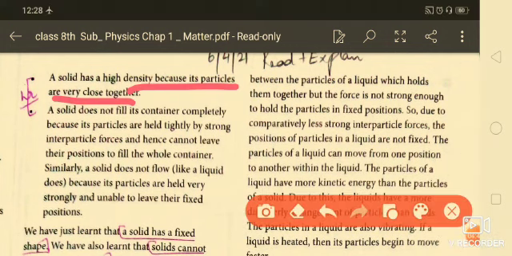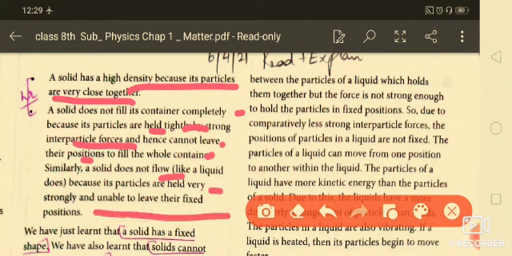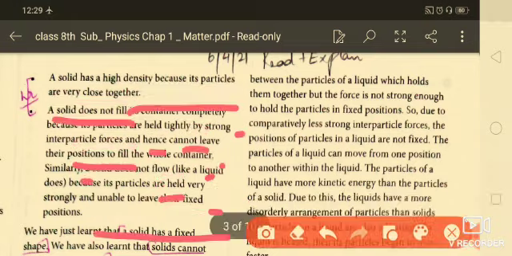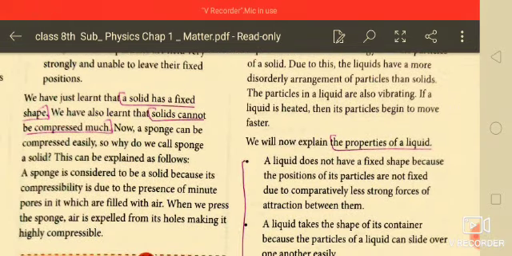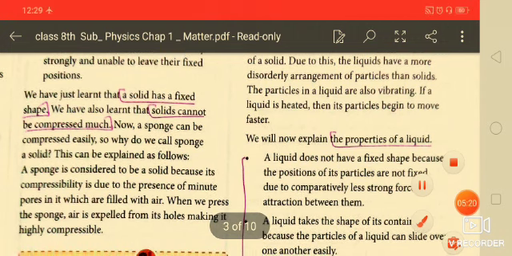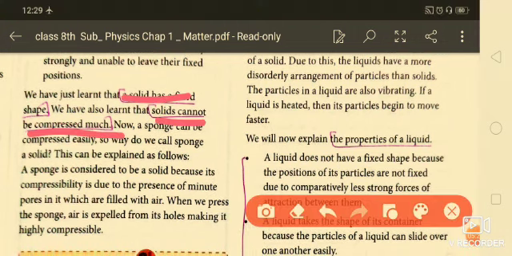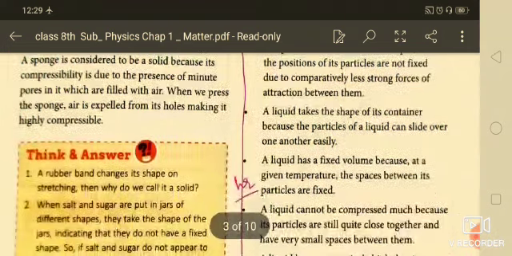So these reasons are very important for you. A solid does not fill its container completely because its particles are held tightly together by a strong interparticle force and hence cannot leave their positions to fill the whole container. Similarly, a solid does not flow like liquids and gases because its particles are held very strongly and are unable to leave their fixed positions. This is about solids, and a solid has a fixed shape. It is very important, and a solid cannot be compressed much because it is rigid due to its intermolecular force.